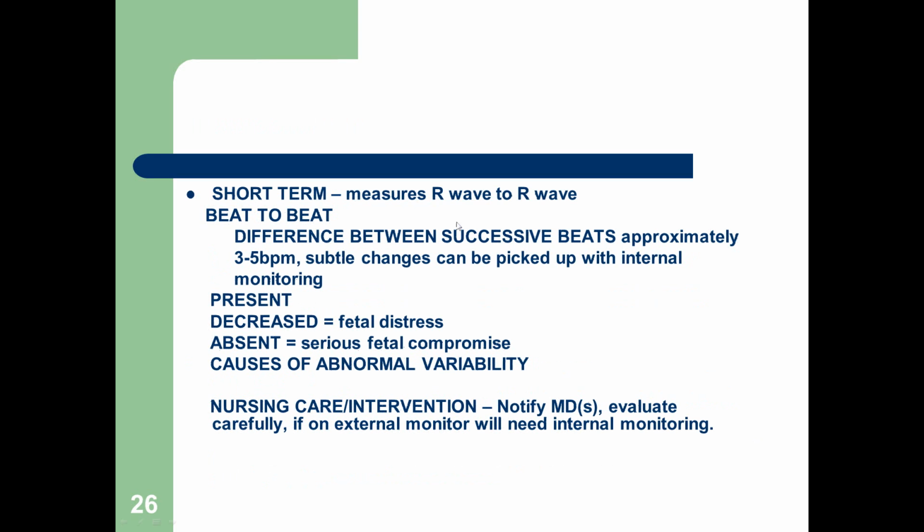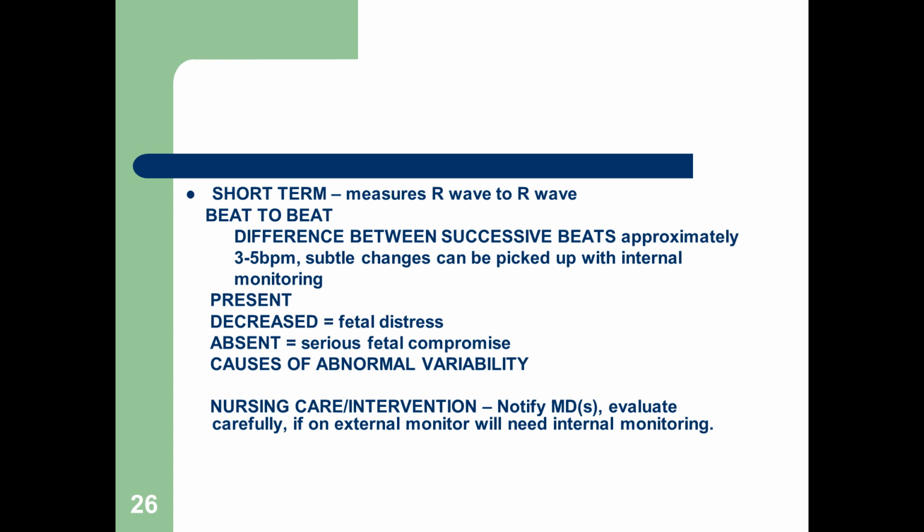Short-term measures, R wave to R wave. Beat to beat is the difference between successive beats, approximately 3 to 5 beats per minute. Subtle changes can be picked up with internal monitoring, okay? So you want to see some beat-to-beat variability, okay? It's changes in the fetal heart rate from one beat to the next. That's all that means, okay?